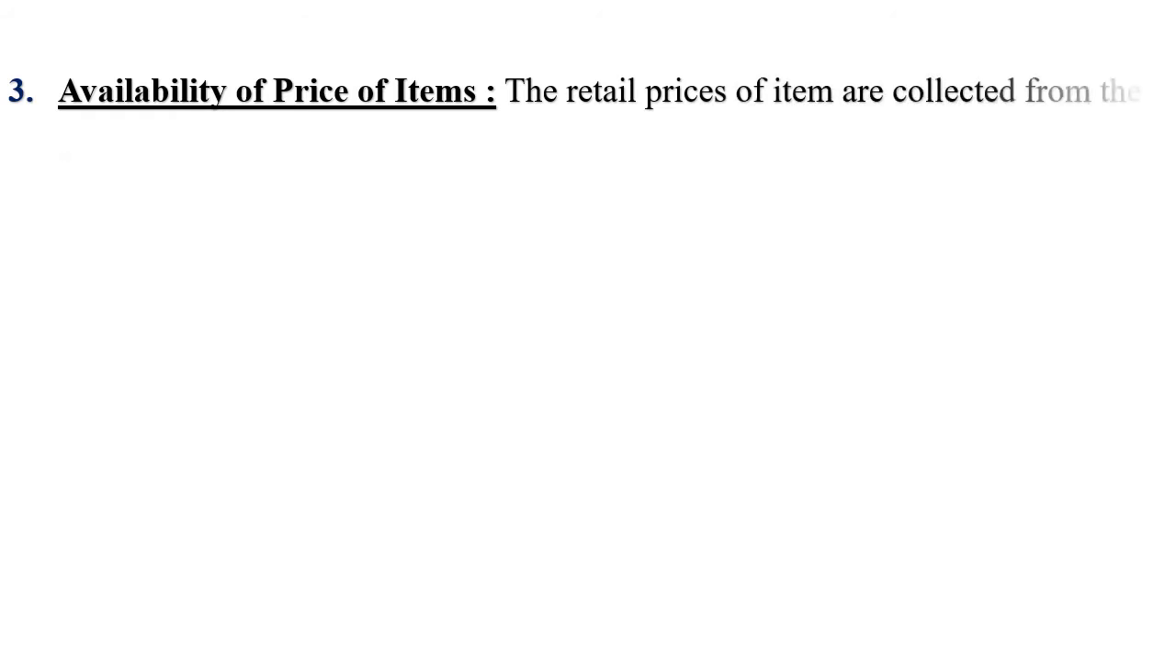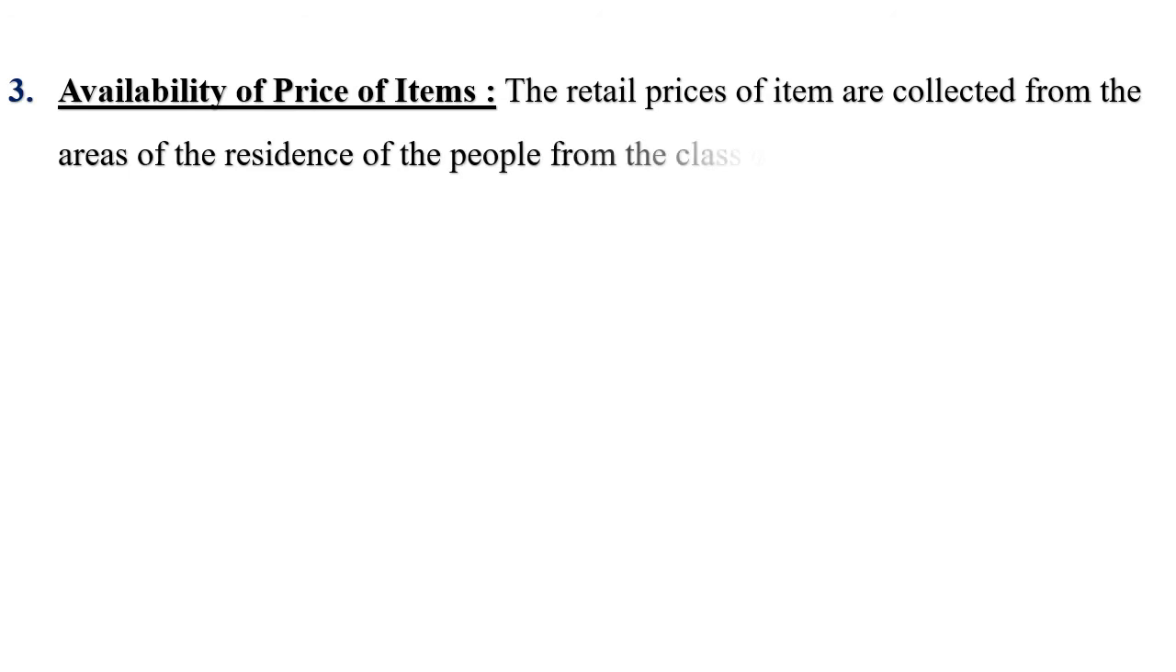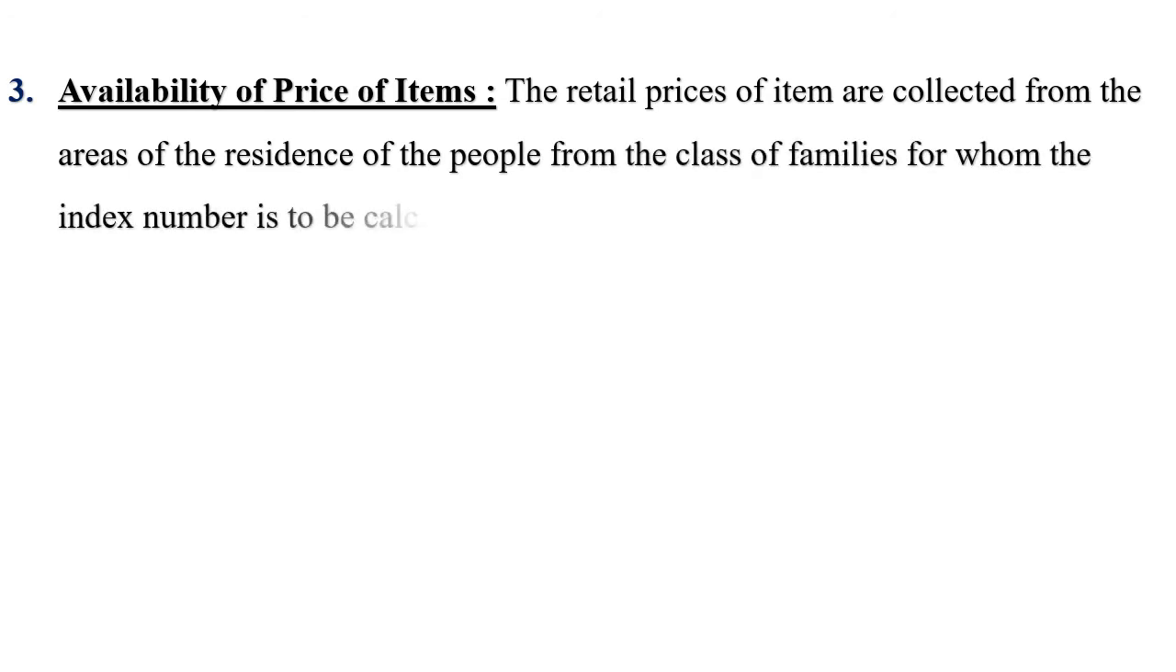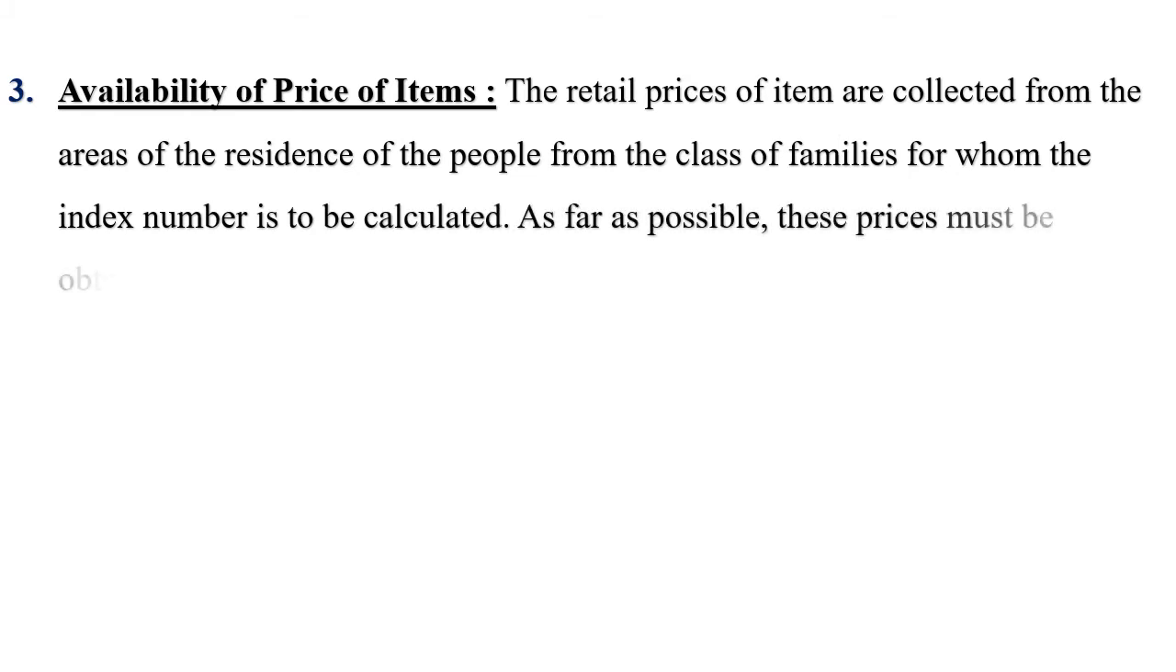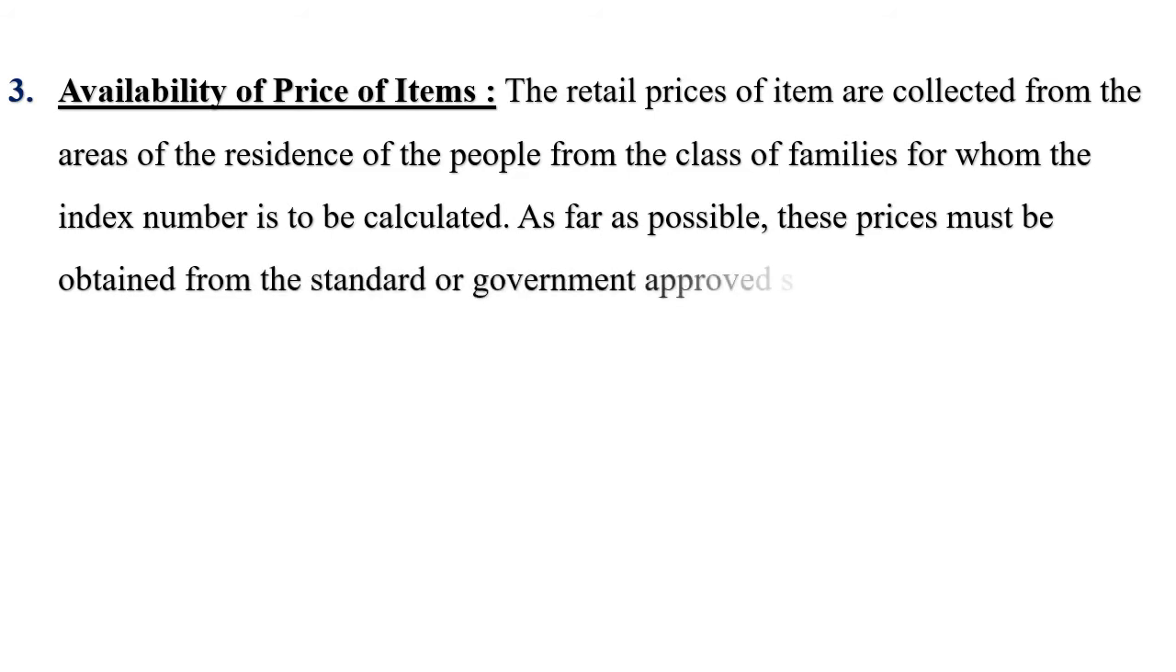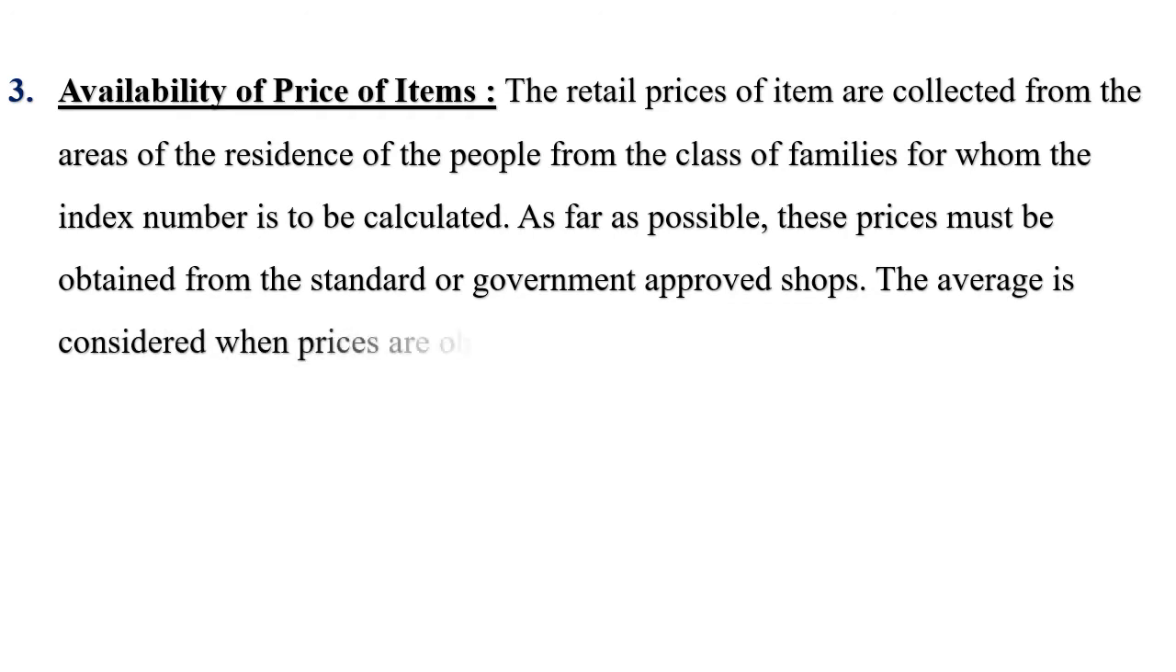The availability of price of items. The retail prices of items are collected, when we are calculating the cost of living index number, from the areas of residence of the people from the class of families for whom the index number is to be calculated. So for those families for whom we are calculating the index number, the retail prices of the items consumed by them in their area are collected.